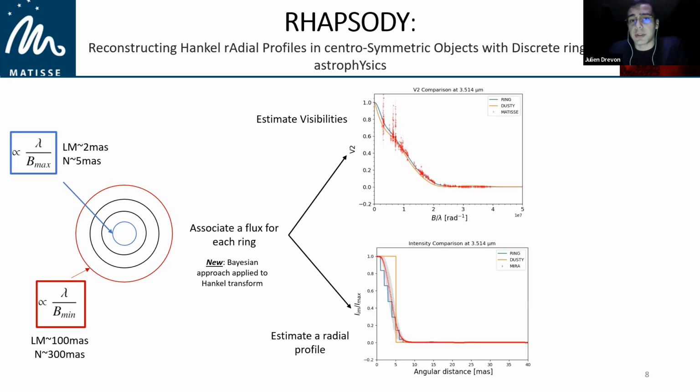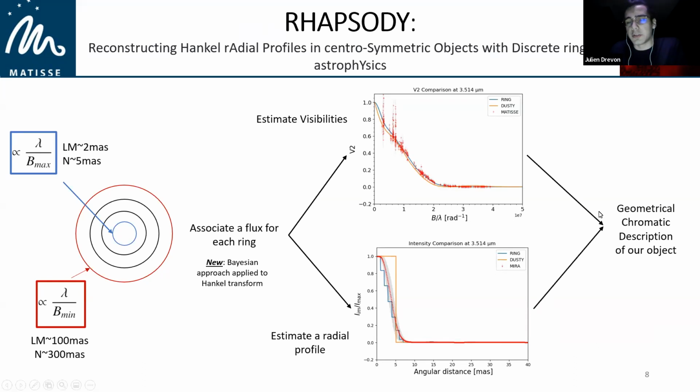In the visibilities, here you can see that what we call ring, which is the Rhapsody model, in blue, is fitting pretty well and better than what Dusty can provide. And in red, you have the MATISSE data. And here you can also see that MIRA and Rhapsody are quite consistent with each other, compared to what Dusty can provide, also for radial profiles. And this gives a complete chromatic geometric description of the object in the end.